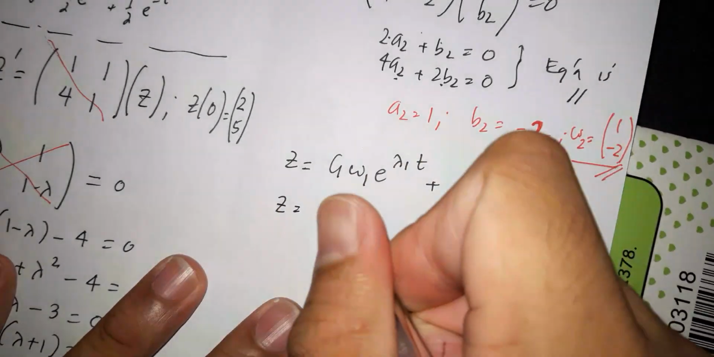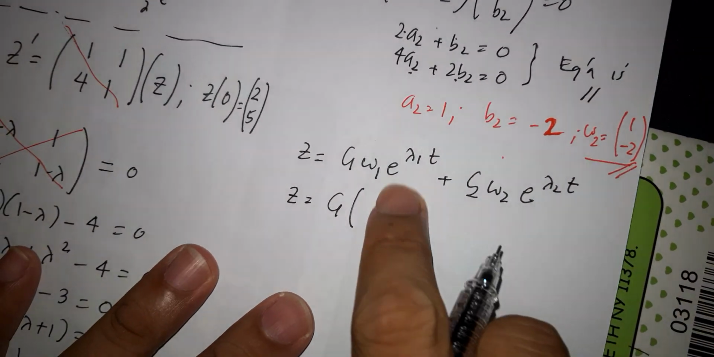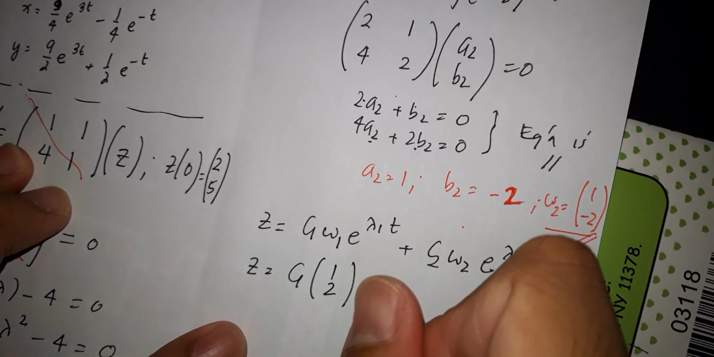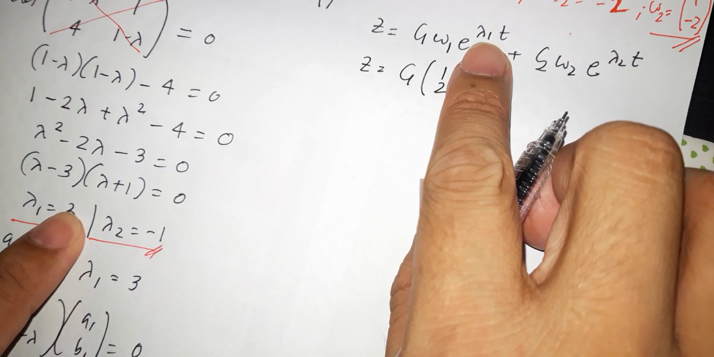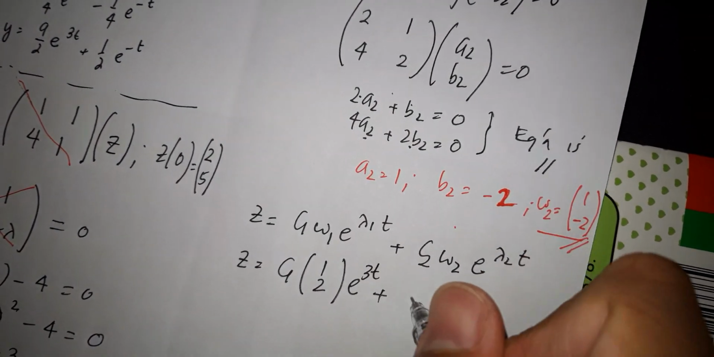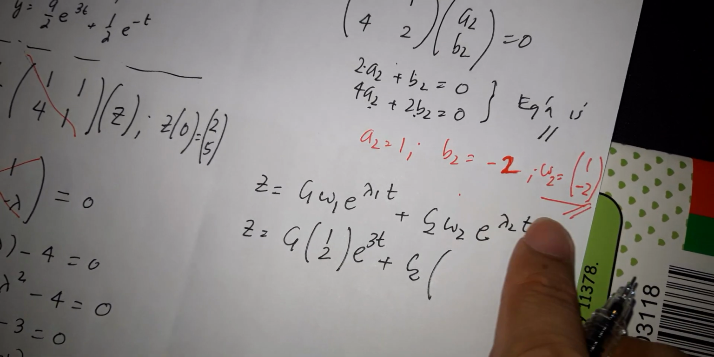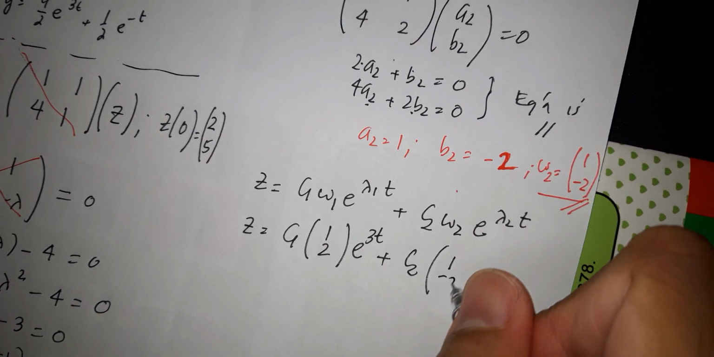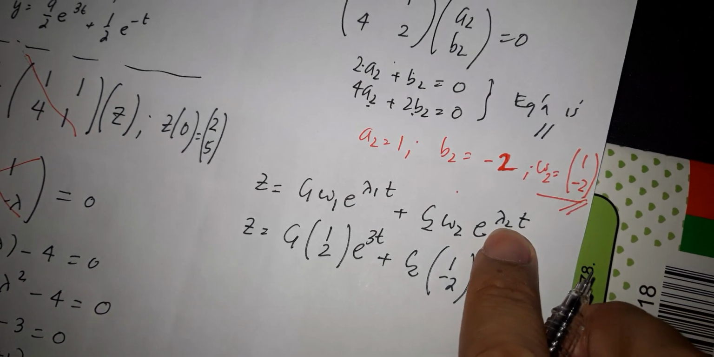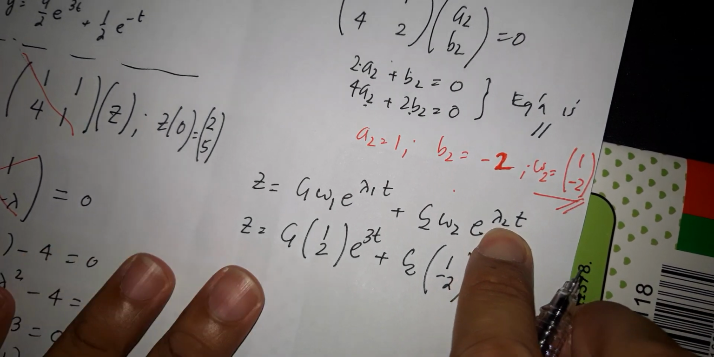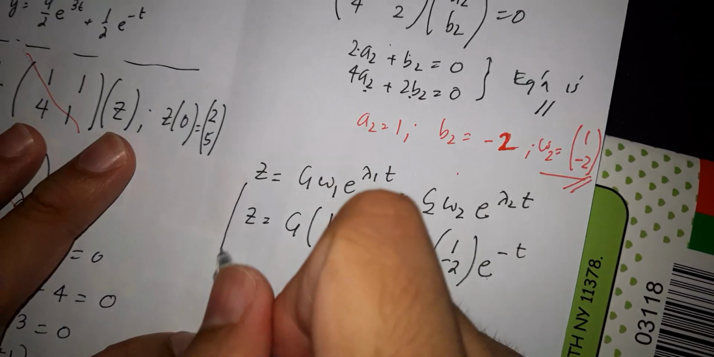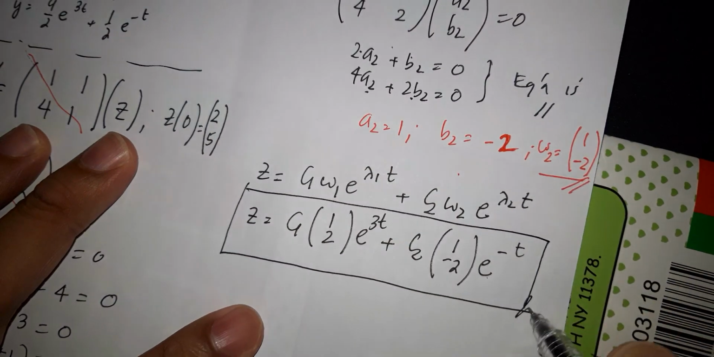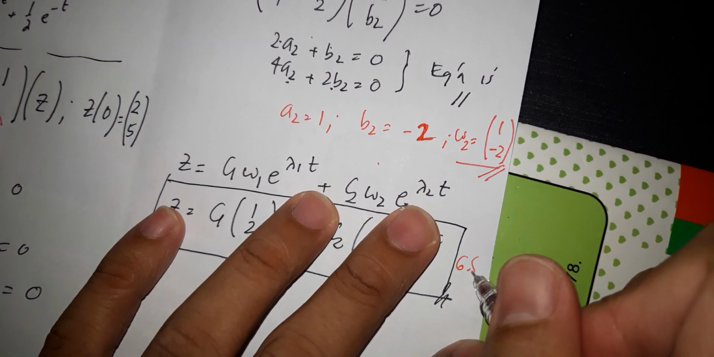So, what is your Z? C1, omega 1. Our omega 1 is 1, 2, e raised to lambda 1t. So, the value of lambda 1 is positive 3. So, that is e raised to 3t. Plus C2. Omega 2 is 1, negative 2, e raised to lambda 2 which is negative 1t, or negative t. So, that will be our, again, general solution. So, that will be our GS.